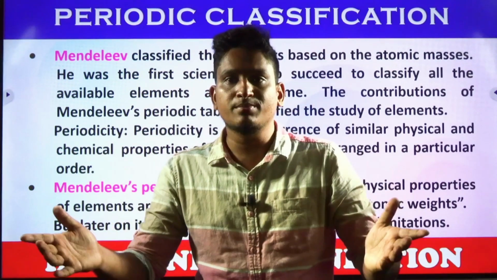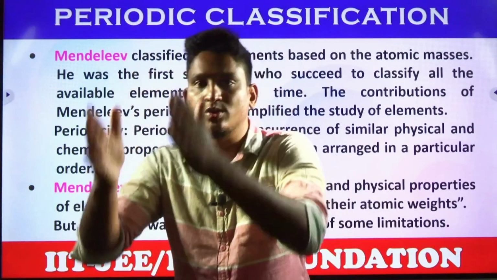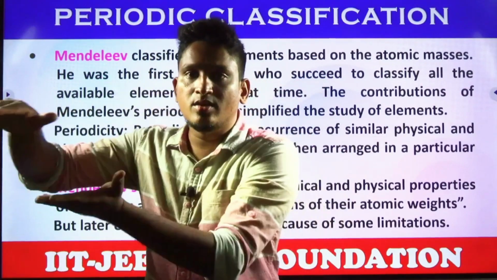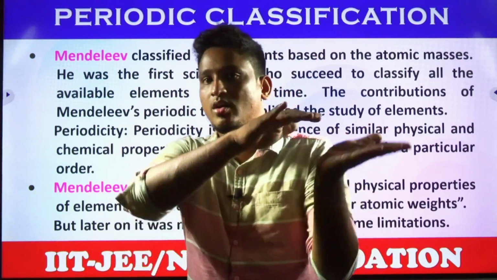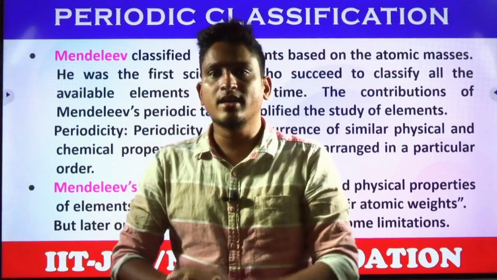What are groups? What are periods? Vertical columns are called groups. What are periods? Horizontal rows are called periods. Got the clarity? Vertical columns are groups, horizontal rows are periods. So how did Mendeleev classify the elements?